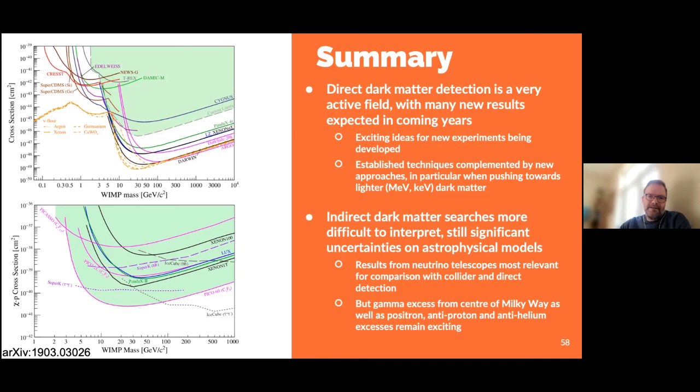WIMPs. And then indirect dark matter searches are, I think, still more difficult to interpret. The results from the neutrino telescopes are probably the most relevant for comparison with collider and direct detection, but there are excesses in all of these sources, right? Whether it's the gamma excess from the center of the Milky Way or the things I just talked about.